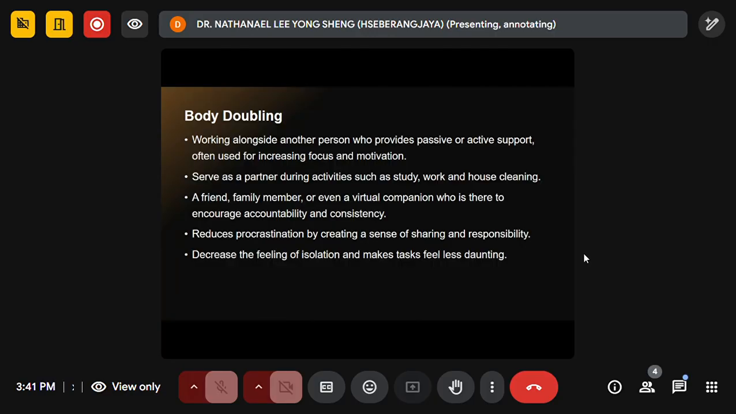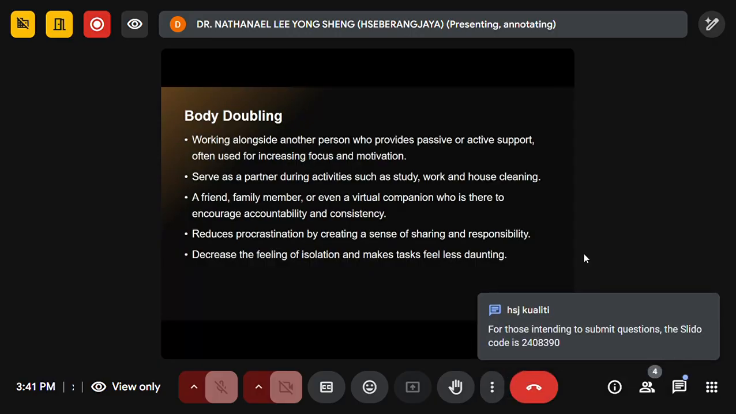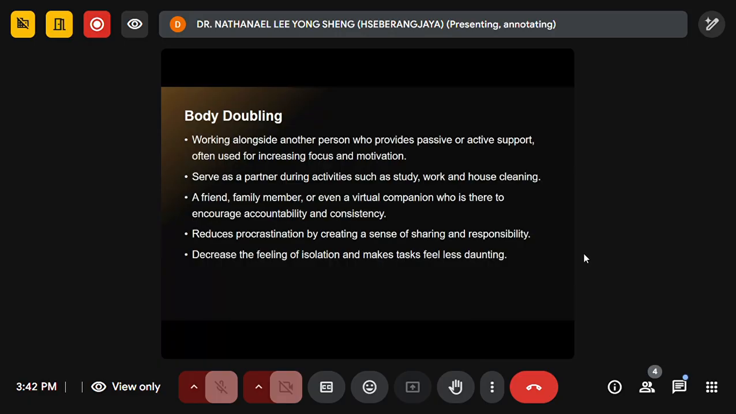This is like you are educating people with ADHD to work alongside another person who can act as a buddy, who can provide passive or active support, in order to increase their focus and motivation. So that partner actually serves as a person who can do the activities, not necessarily the same activities, usually different activities, such as study, work or house cleaning. Okay, so it can be anyone actually.